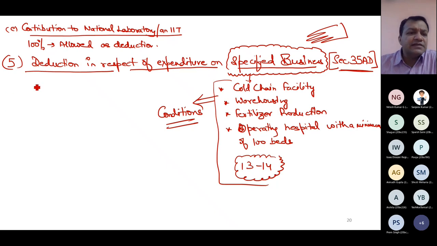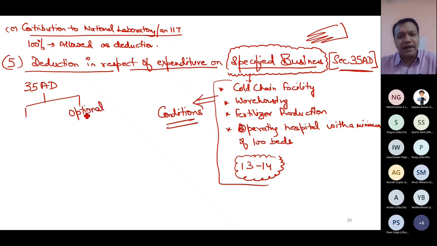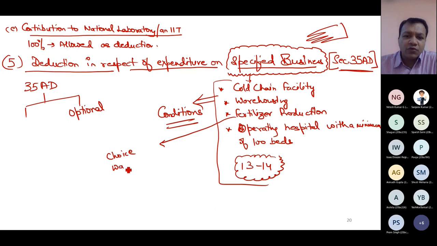Section 35 AD is an optional section. It is not compulsory. If as an assessee you want to apply this section, then you have to fulfill its conditions. It has its own rules and regulations, own positives, own negatives. If I am into fertilizer production, it is my choice whether I want to apply 35 AD or not. You must remember that 35 AD is not a compulsory section.